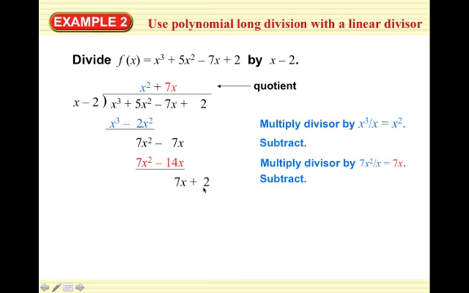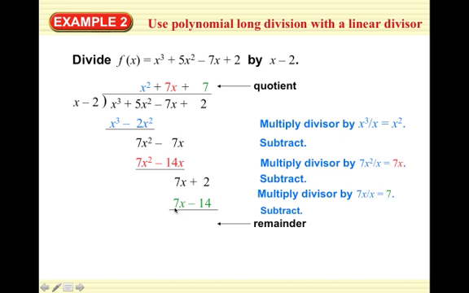So we're going to do 7x divided by x, and that's going to give us 7. And so we're going to have a plus 7 up here. And now we multiply the divisor by the 7. So that gives us 7x minus 14. So what do we do now? That's right, we subtract. And that's going to give us our remainder.